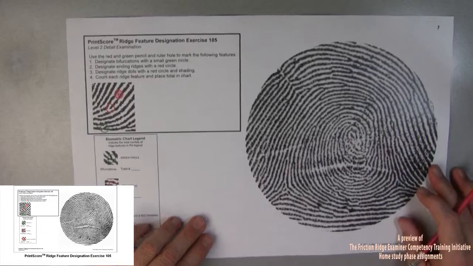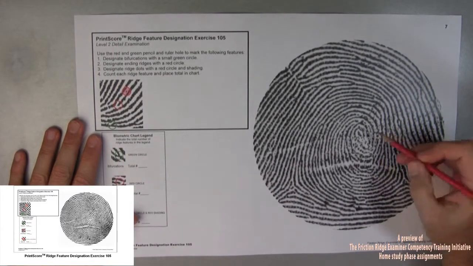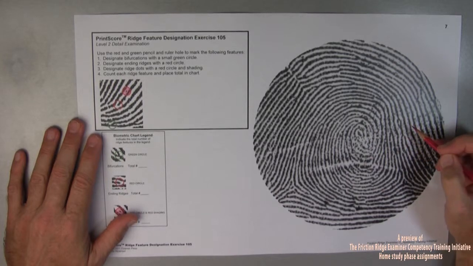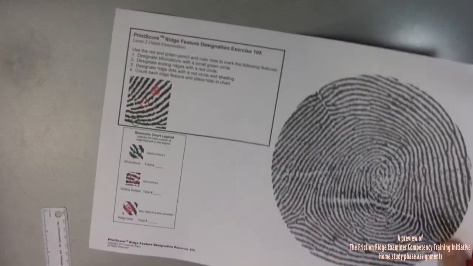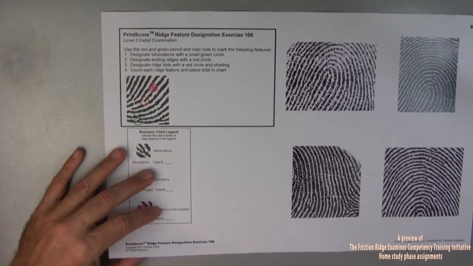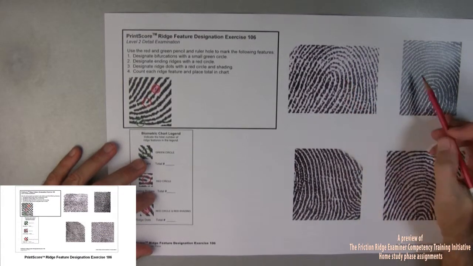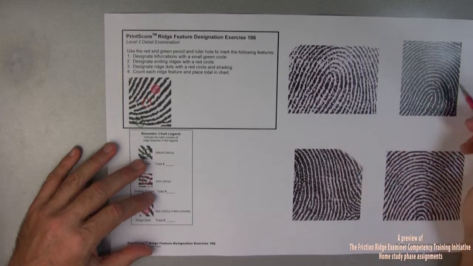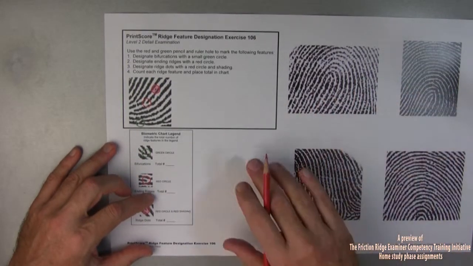Number 7 is a whirl pattern, and again, mark all of them, make your interpretations, and indicate here in the legend. Number 8, there are 4 different areas. Mark whichever, if you see any of the ridge features, and indicate the total of all 4 here.